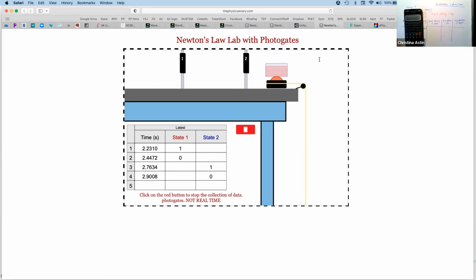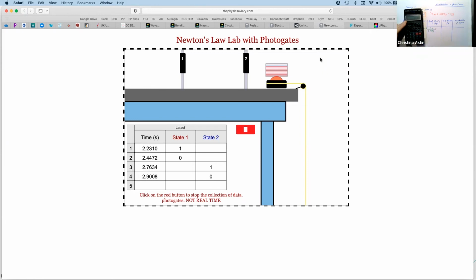For the final velocity v, we do exactly the same thing again, but this time it's going to be 17.4 divided by 2.9008 minus 2.7634. That's 0.1374.